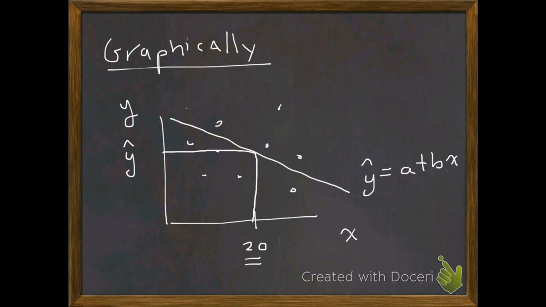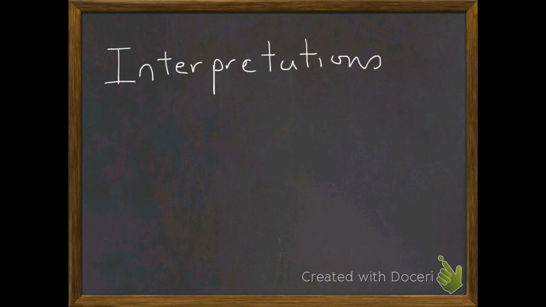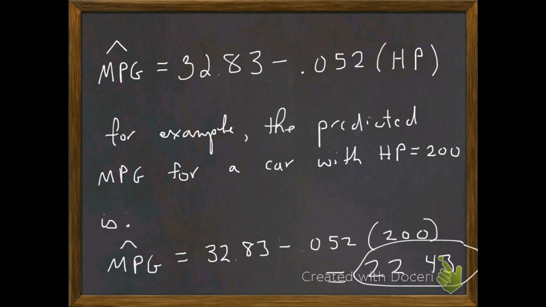But probably the focus of what I want to do in this video is to be able to make interpretations of our slope, which is negative 0.052, and our intercept, which I keep forgetting. I think it was 32.82. Let me go back and check that out. Yeah, 32.83.